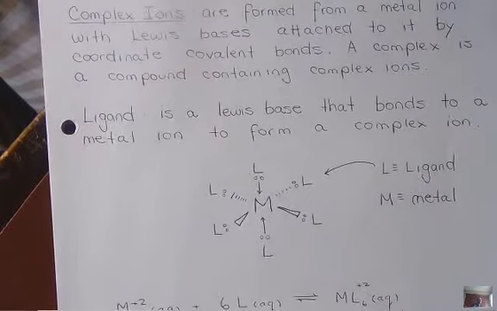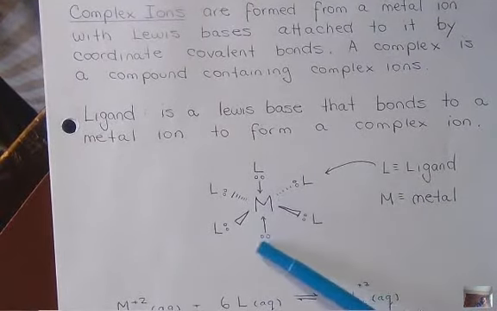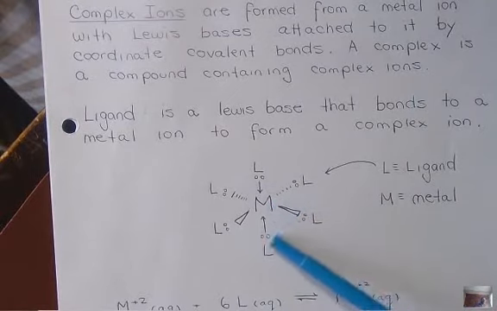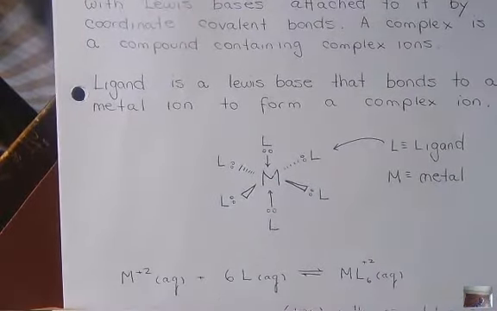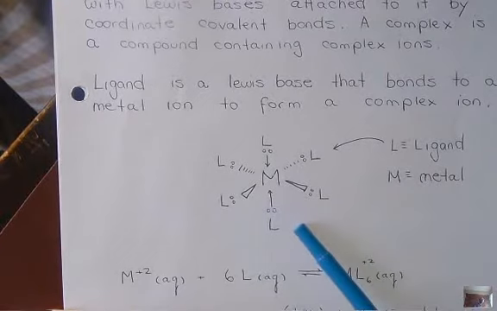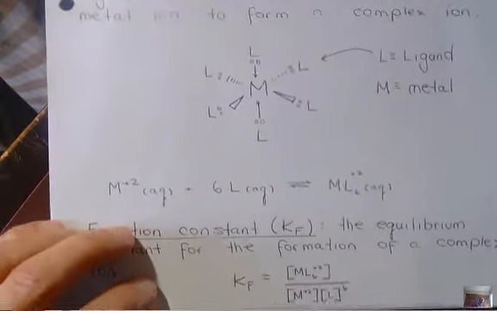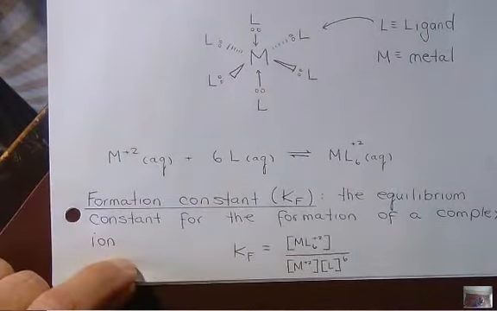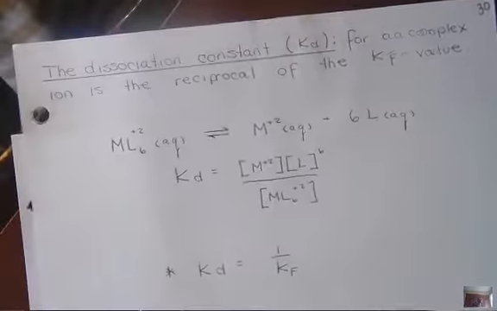These are really neat things. A classic example of 6 ammonias pushing in on a copper would make a beautiful blue copper ammonium solution. You can do this with iron. A lot of these metals form important complexes in biology. Okay, flip it around.